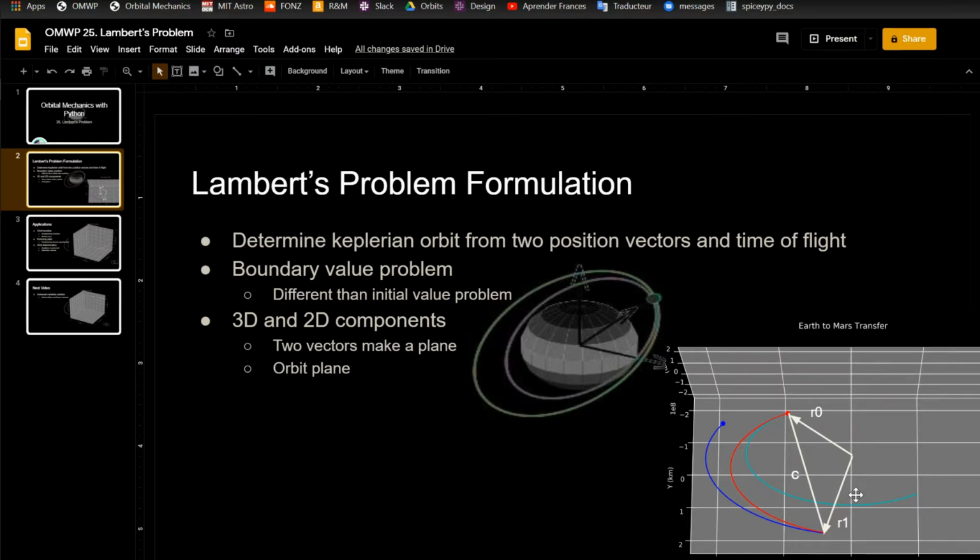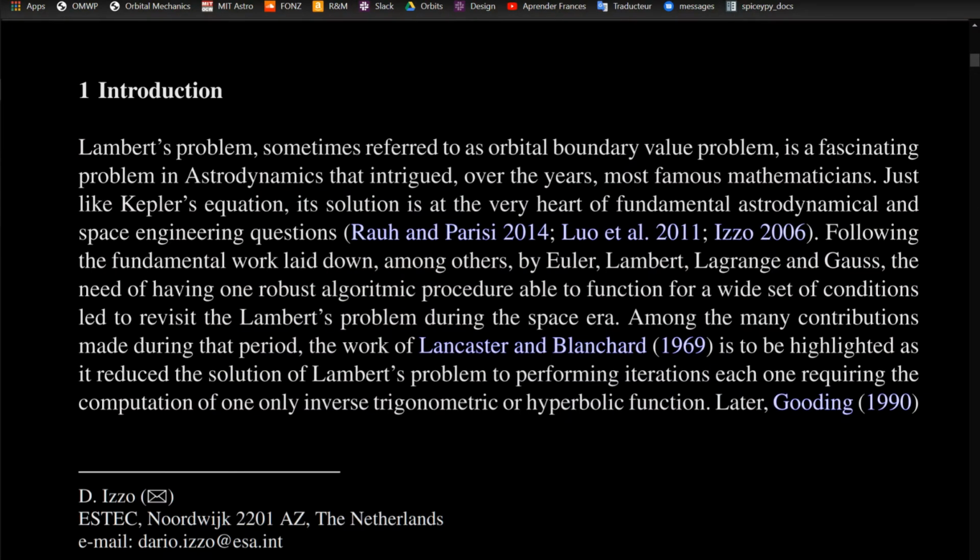And there's 3D and 2D components to this, because obviously this is a 3D problem in general because space is in 3D, but this is actually 2D when you get into the geometry of it, because two vectors make a plane, and Lambert's problem assumes a Keplerian orbit, which means just a two-body orbit with no perturbations. So these two vectors will always make a plane, which is going to be the plane of the orbit of the transfer in between them. Even if, say, the Earth trajectory is on a different inclination than the Mars trajectory, which they are, this transfer orbit is planar.